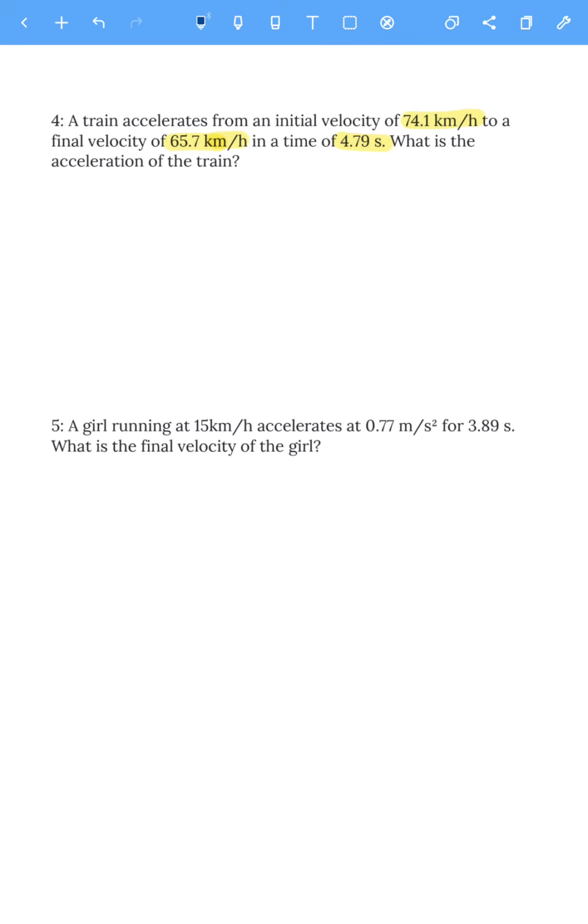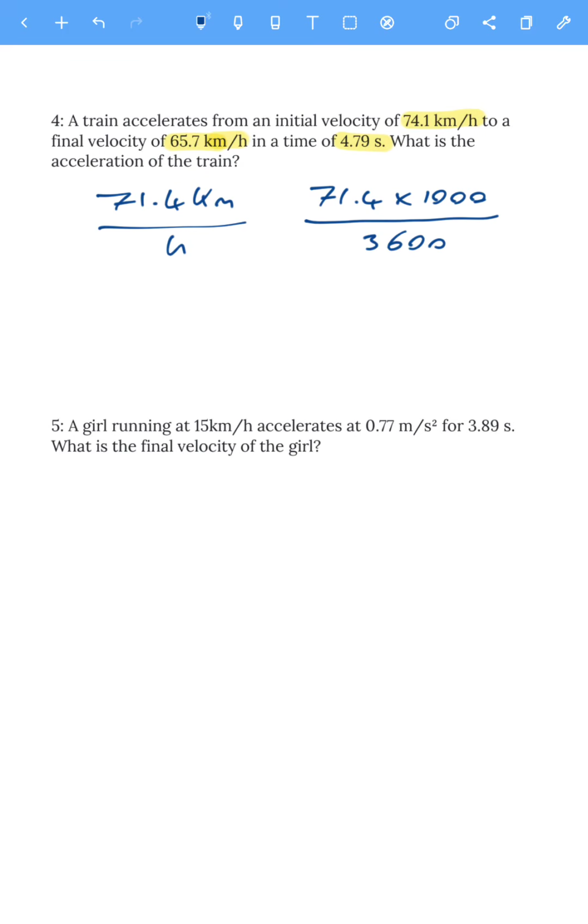So 71.4 kilometers per hour, if we draw it like that, then we just need to turn it into meters per second. So that'd be 71.4 kilometers. So we need how many meters are in a kilometer? So we need to times by 1,000. Then we need to divide by the amount of seconds in 1 hour. So there's 60 seconds in a minute and then 60 minutes in 1 hour. So 60 times 60, which is 3,600, is how many seconds are in an hour. So now if you calculate that, that will tell you what 74.1 kilometers per hour is in meters per second.